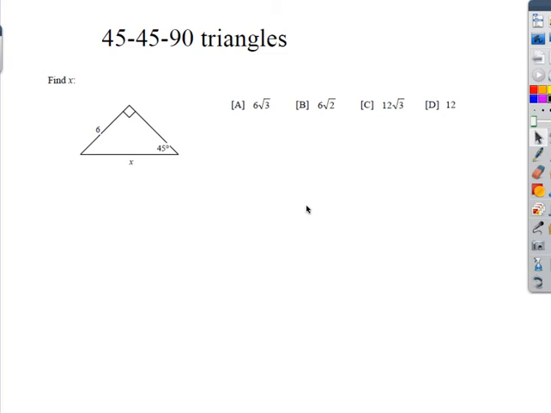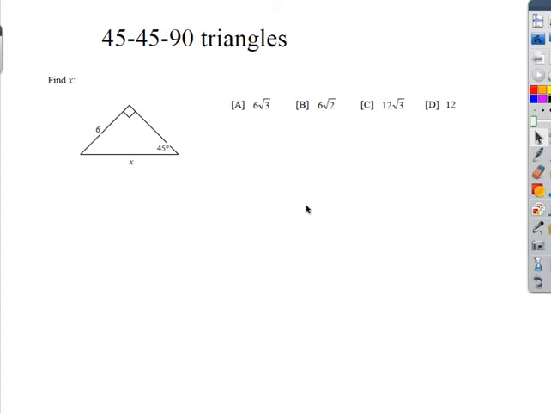Okay, accelerated math, 45, 45, 90 triangles. If Barney were talking about this, he would say these are special. Special. Everyone is special in his or her own way. He would say it something like that, but he would sing it nice. I am not going to sing it. We're looking at special right triangles.